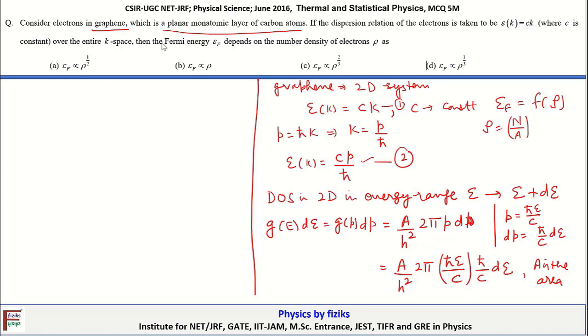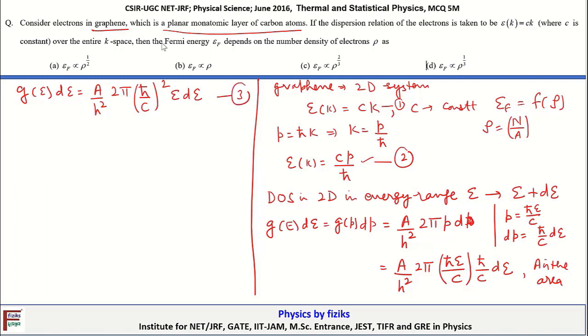Okay, so therefore the density of states in terms of energy becomes g(E) dE. After rearranging all the terms, it becomes A upon h square, 2 pi, h cut by c its square, E dE. That's the expression for the density of states. Let me call this equation 3.